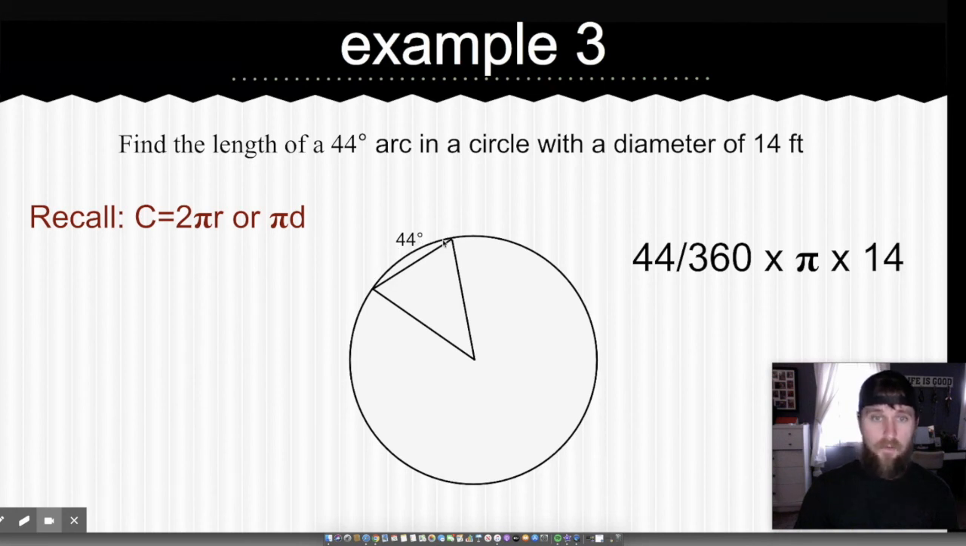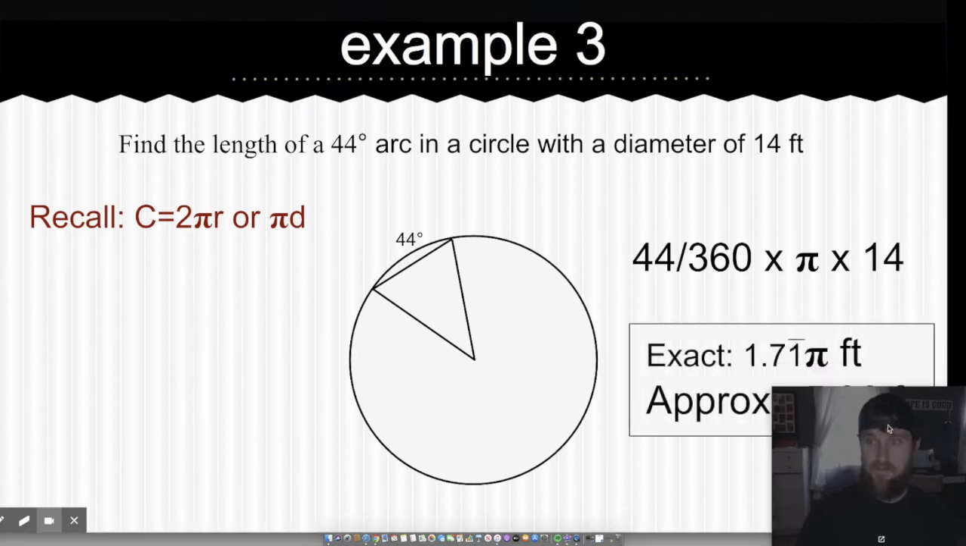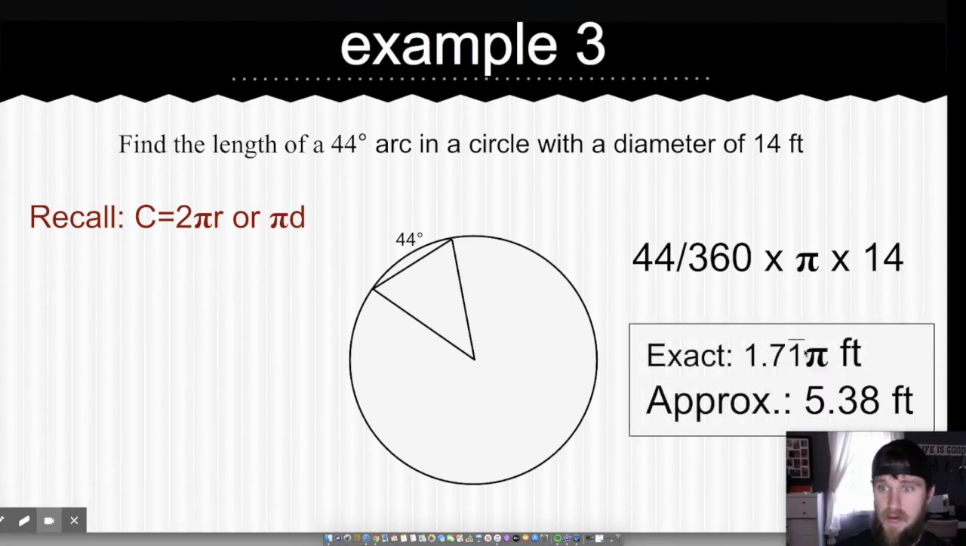So if we know 44 degrees, the whole thing's 360. This fraction right here, we are then going to multiply it by pi and the diameter. We punch all that stuff in, and it gives us an answer. If I leave the pi in there, sometimes we like that. Here's the exact answer with a repeating decimal, or the one that makes a little bit more sense. And you can see, we mentioned the previous answer was 5.2, and this one's 5.38. It is just a little bit longer as it's curved out.